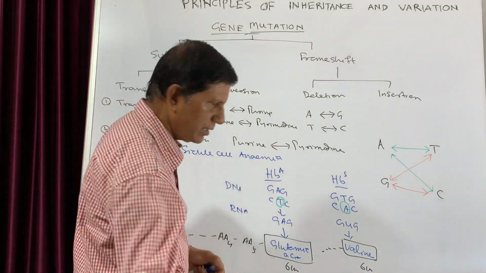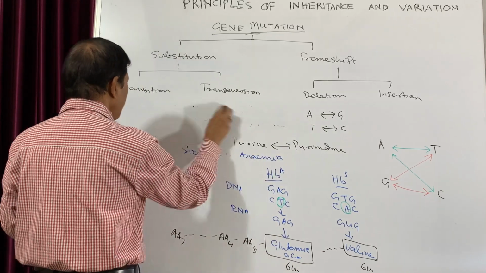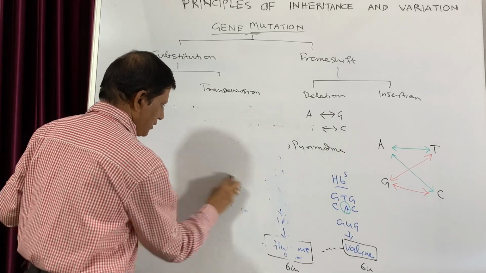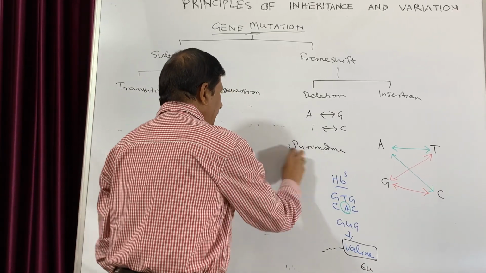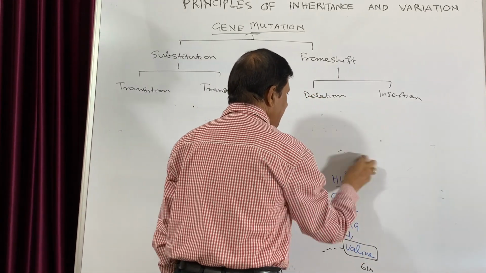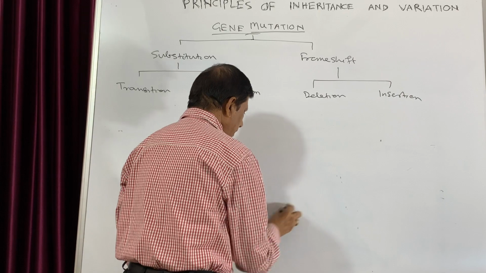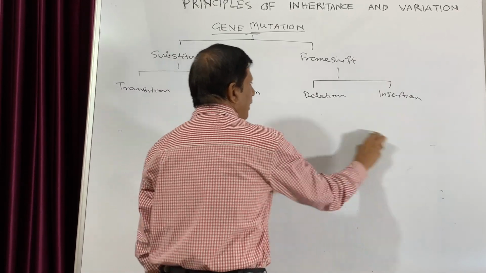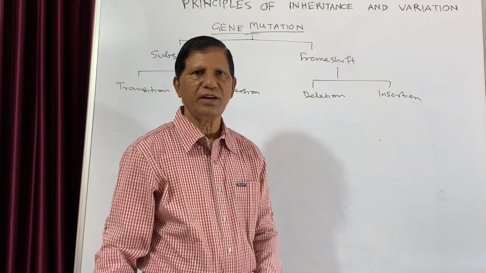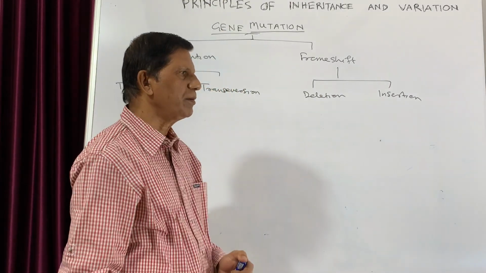Now let us discuss deletion and insertion. That is frameshift mutation. In case of frameshift mutation, there is no substitution of any of the bases. Here, either due to deletion or insertion of nucleotides, the entire frame of the DNA is changed. That means, see, when the frame is changed, there is a far-reaching effect. That is why the frameshift mutation is more dangerous than even the substitution mutation.